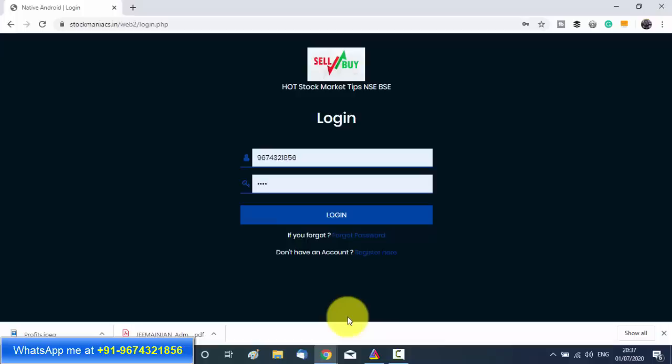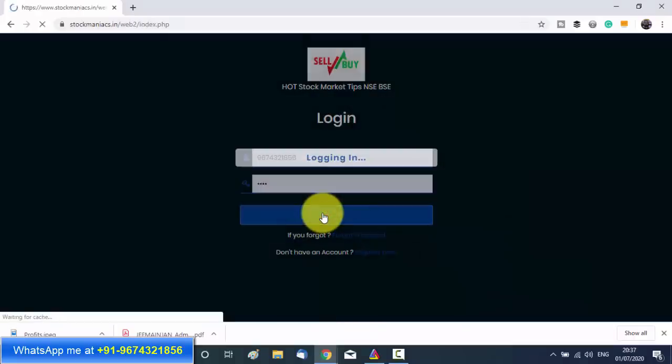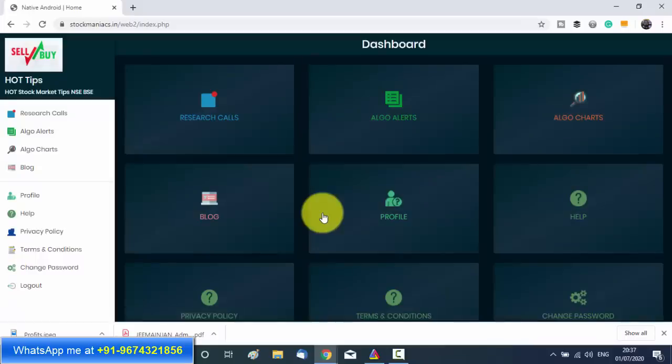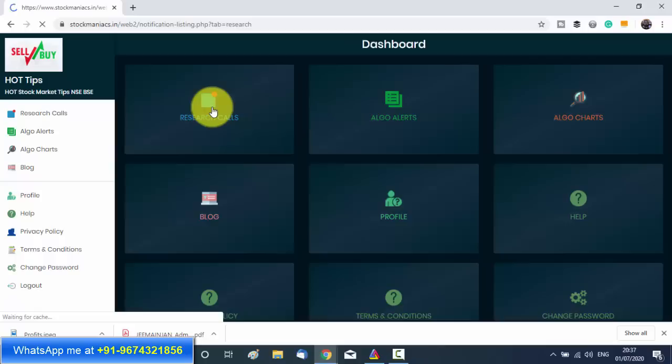This is the Hot Tips screen, but this is not the Android app. Actually, this is the web version of Hot Tips, but you can get the same thing on the Android version also. So let me log in to Hot Tips. Once you log in, you will get two sections. One is research calls, another one is algo alerts. The algo alert section provides you computer generated calls, but the research calls are our own research oriented calls. So click on research calls.